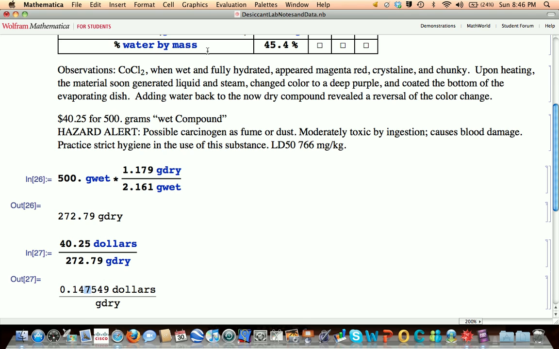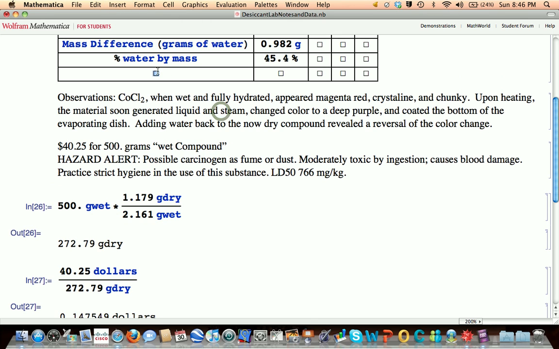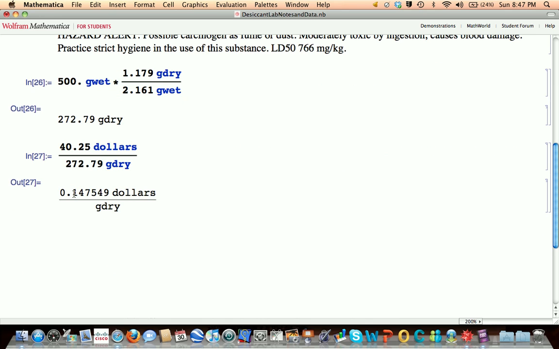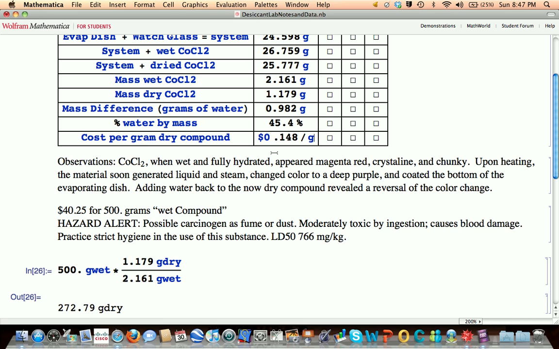And so up here, let's just insert in my table matrix a new row. And let's call that cost per gram of dry compound. And so for this one, scrolling back down here, it looks like it's going to be 0.148, and that's going to be dollars, right? And that's per gram. Now this number is pretty important because we don't want to spend a lot of money on our desiccant, and yet we want the desiccant to accomplish a lot, and we want it to collect a lot of water.